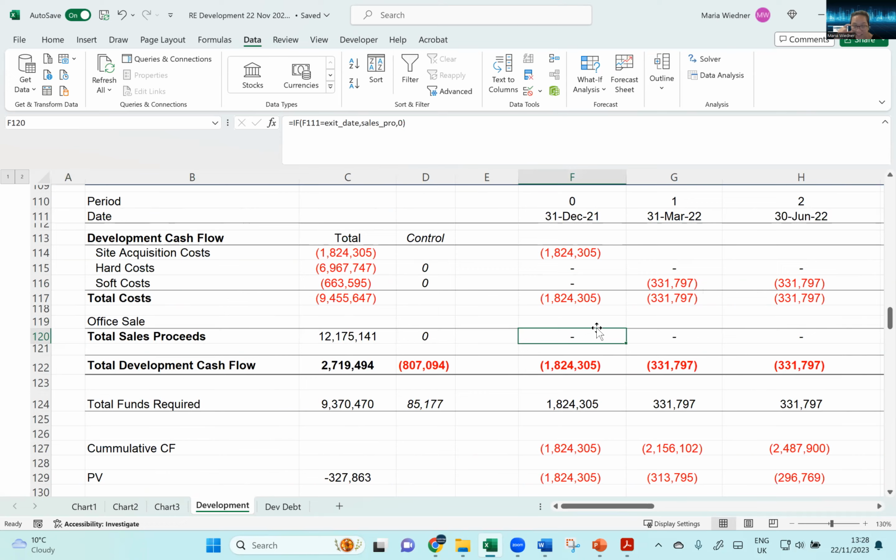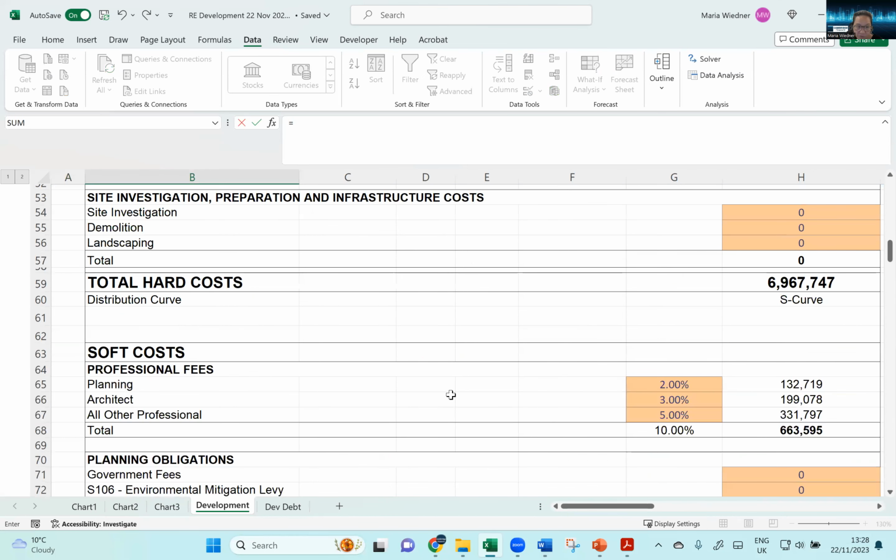The sales proceeds in this case, I didn't change here. It should be care homes. So I'm just going to change here, equals care homes on top.